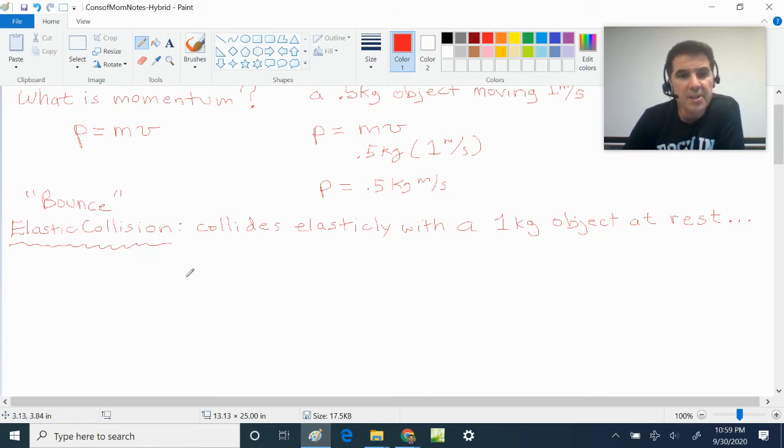Okay, so this says that if we have a collision, I'm going to break it down here, where this is the actual collision.